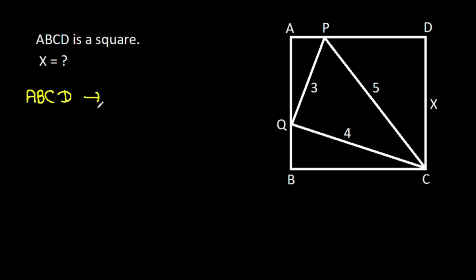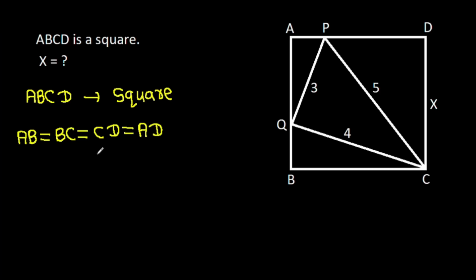So ABCD is a square. That means AB will be equal to BC, will be equal to CD, will be equal to AD, and CD is X. So AB will be X, and BC will be X.